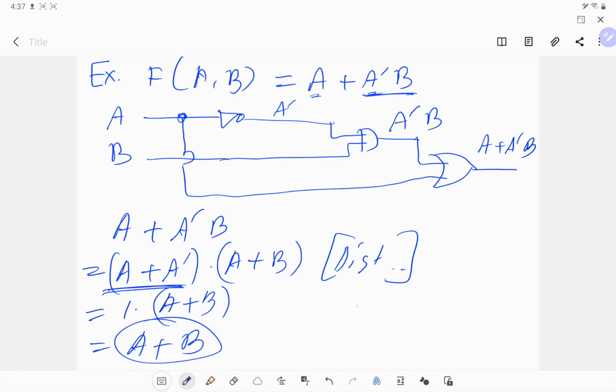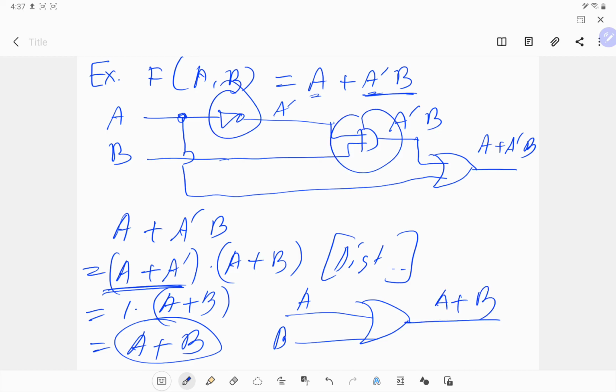And for drawing this circuit, we need a simple OR gate, and the two inputs are A, B. That's A plus B. So we needed 1, 2, 3 gates, and in the simplified one we need one gate, so two gates are minimized.